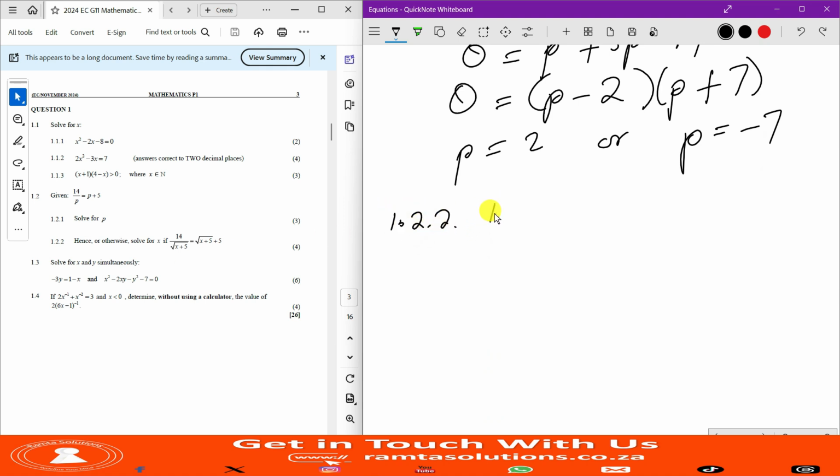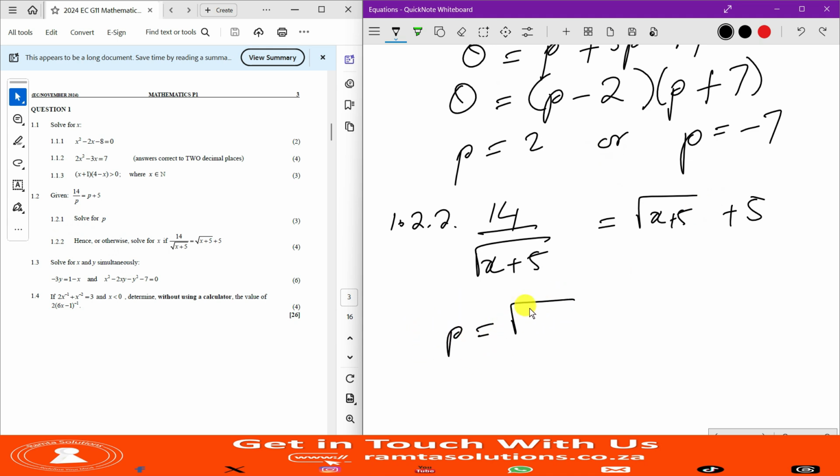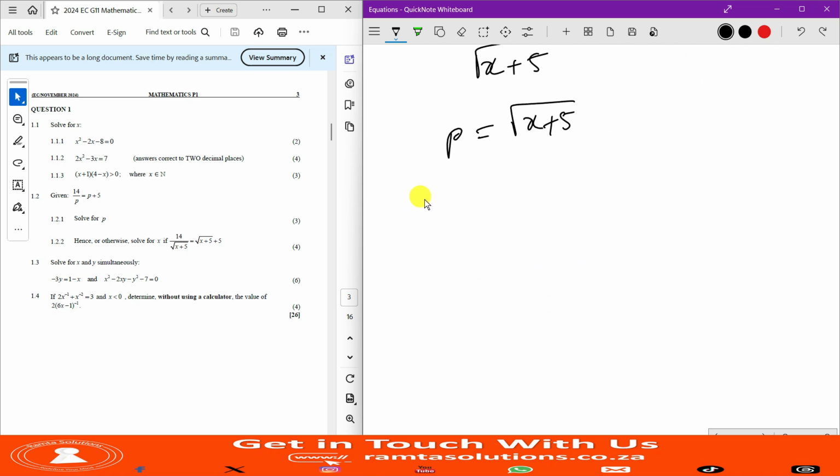1.2.2. We are given 14 over square root of x plus 5 equals square root of x plus 5 plus 5. So this is the same as what we had in 1.2.1, right? We did find our values of p. So we can say p equals square root of x plus 5. So we can therefore say when square root of x plus 5 equals 2, or when square root of x plus 5 equals negative 7.